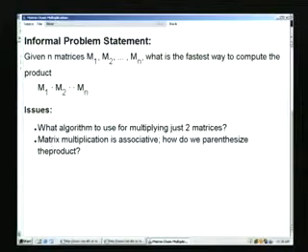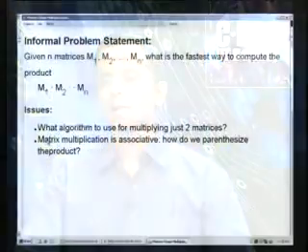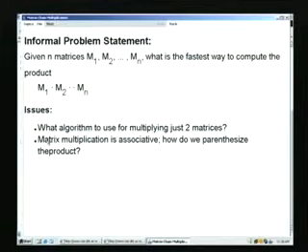So, the first issue is what algorithm should we use when we just multiply two matrices together, because we are going to be using this algorithm repeatedly. That is how we are going to solve this problem today. The second issue is, since matrix multiplication is associative, how do we parenthesize this product? Because it will be clear soon that that will also affect the time required to form the entire product. So, let us look at the first issue.